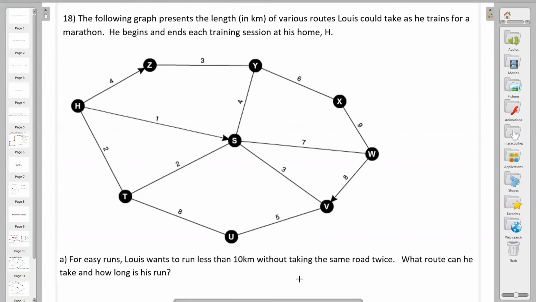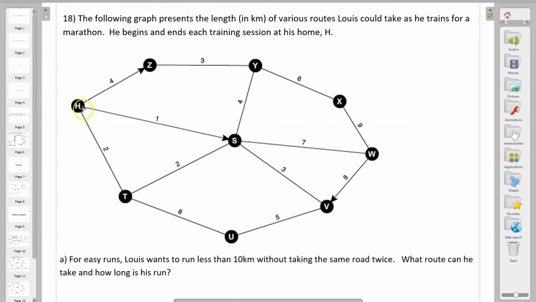The following graph represents the length in kilometers of various routes Louis could take as he trains for a marathon. He begins and ends each training session at his home, H. For easy runs, Louis wants to run less than 10 kilometers without taking the same road twice. What route can he take, and how long is his run?